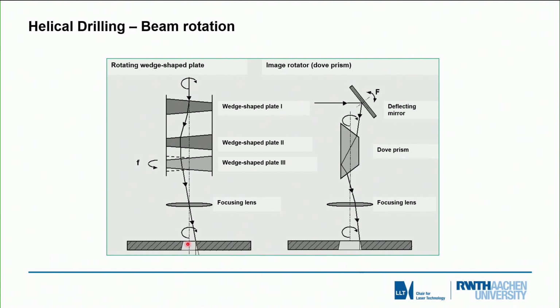In the right display, it's a little more complex process with a so-called dove prism. The advantage of this dove prism is that we can get a more vertical incidence of the laser beam, even though we rotate it, even more vertical with respect to the axis of symmetry, so we can get higher aspect ratios using these dove prisms, and that is why they are used in practice.